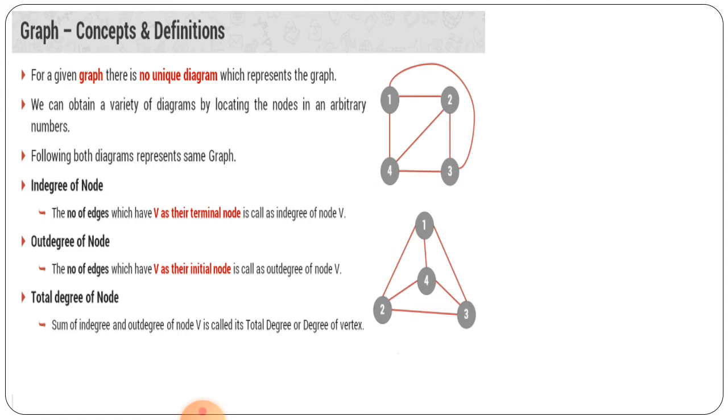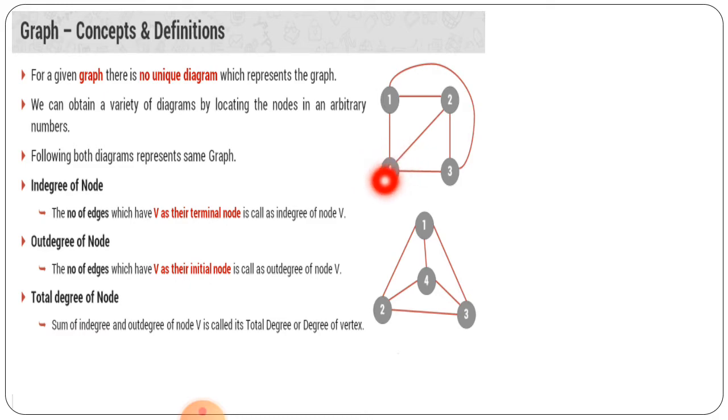The following both diagrams represent the same graph. These two diagrams are representing the same graph. Now, in degree of a node, these are also concepts for this graph. The number of edges which have V as their terminal node is called the in degree of node V.